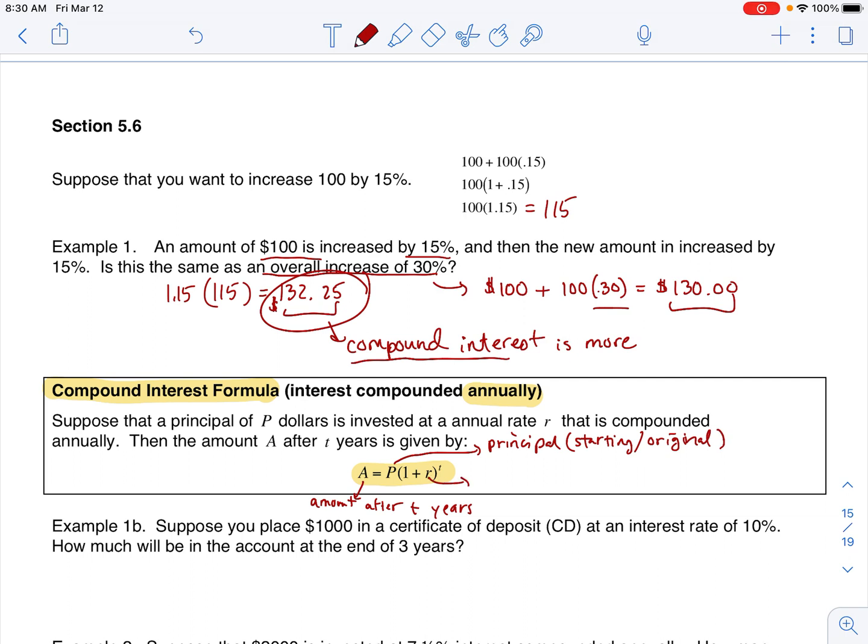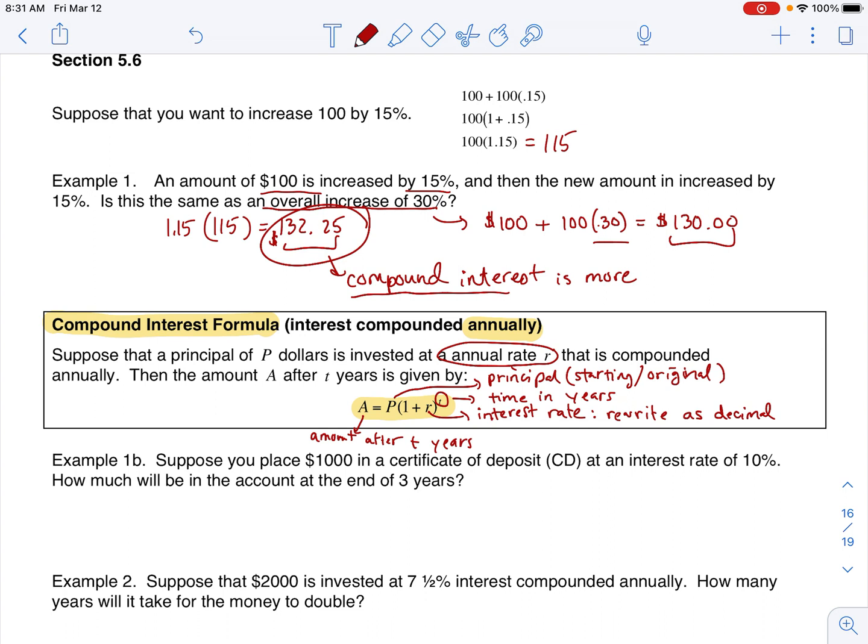1 plus R, R is your interest rate. And what you want to do with that interest rate is you always want to rewrite it as a decimal. So if it's 5%, you would rewrite it as 0.05. 20%, you would rewrite it as 0.2, okay? So rewrite that interest rate as a decimal, and T is just time in years. This is an annual interest rate that we're talking about.